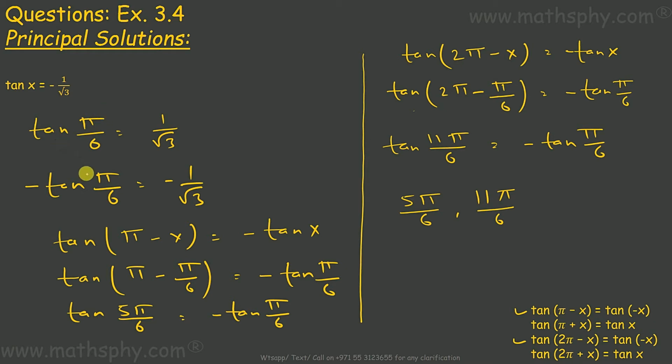I cannot take pi over 6 because that gives me positive 1 over root 3. I cannot take negative pi over 6 because that is not in this range. Our range was x less than 2 pi and more than or equal to 0. Negative pi over 6 is less than 0, which is not acceptable. So the solutions would be 5 pi over 6 and 11 pi over 6.